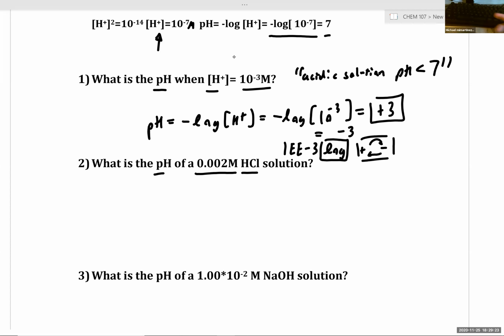Perfect. So, does anyone have a proposed response for the second problem? Does anyone have a proposed response for the pH for this 0.002 molar solution?